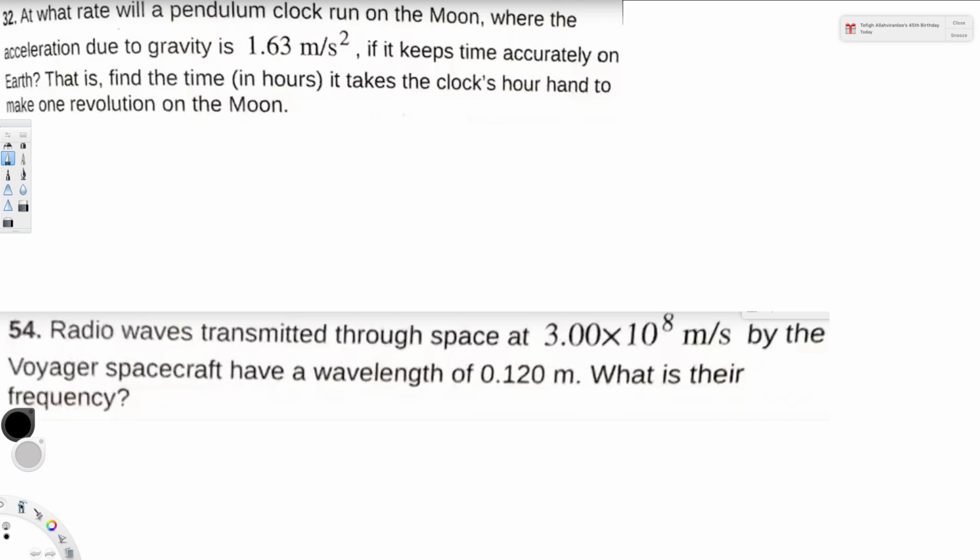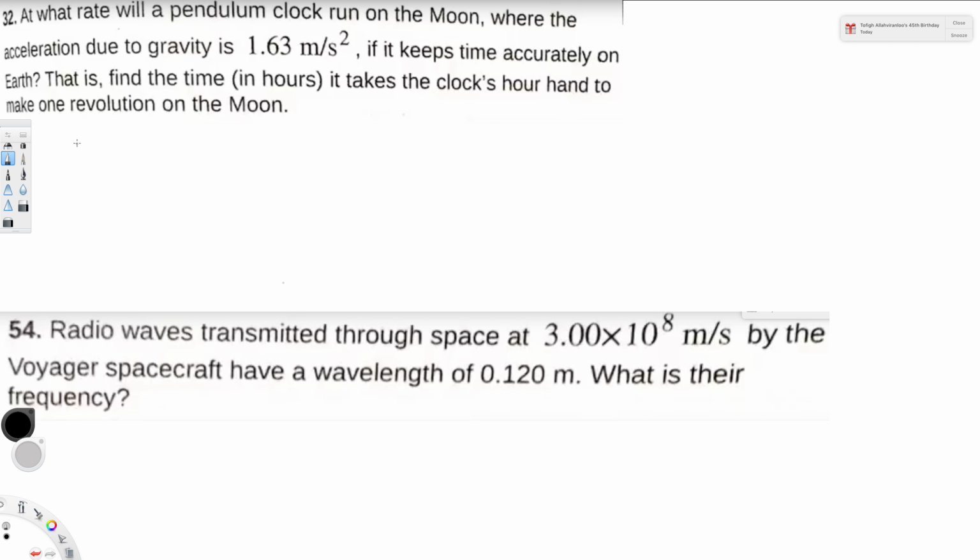So we have the first problem that is asking: at what rate will a pendulum clock run on the moon, where the acceleration due to gravity is 1.63 meters per second squared, if it keeps time accurately on the Earth? That is, find the time it takes the clock's hour hand to make one revolution on the moon. So let's see how we can find it. First of all, this is a pendulum clock.